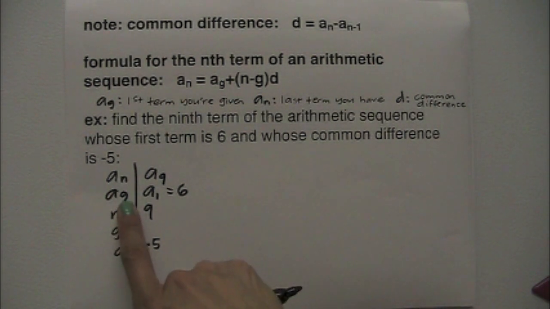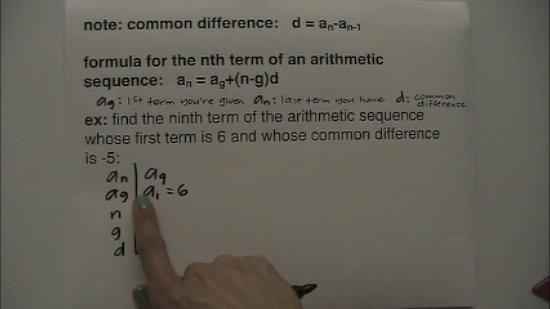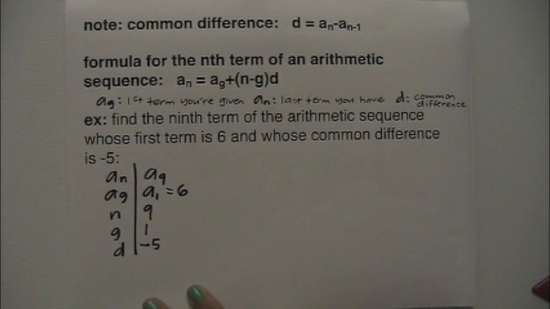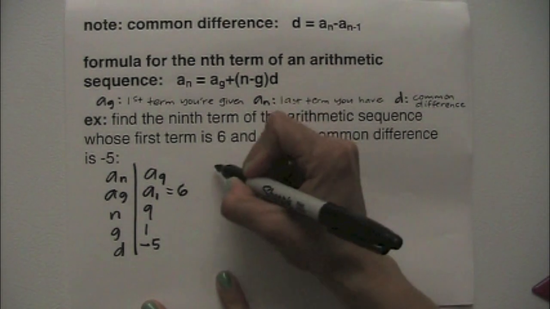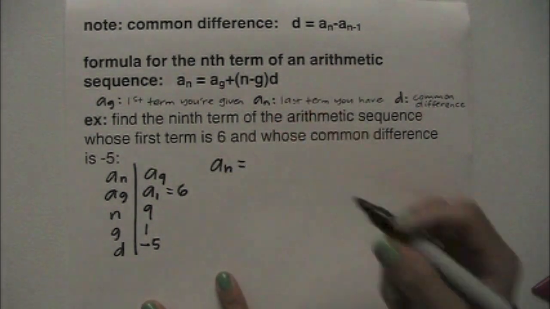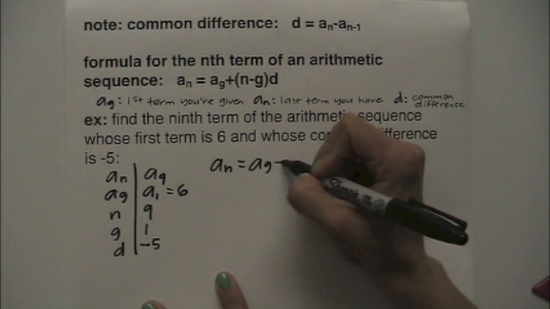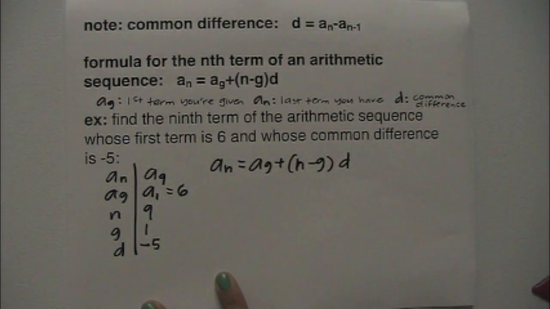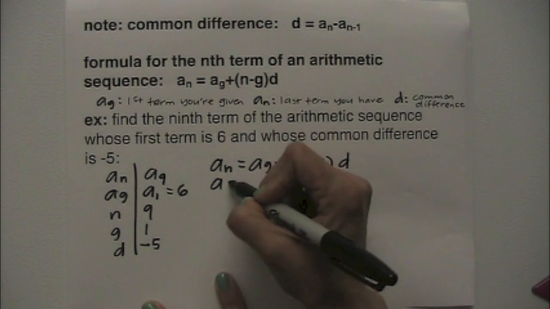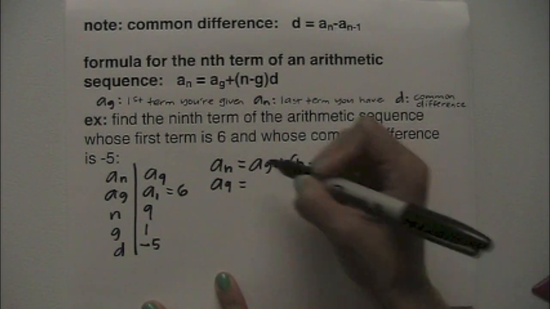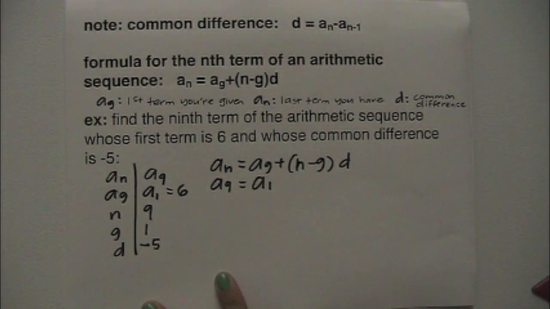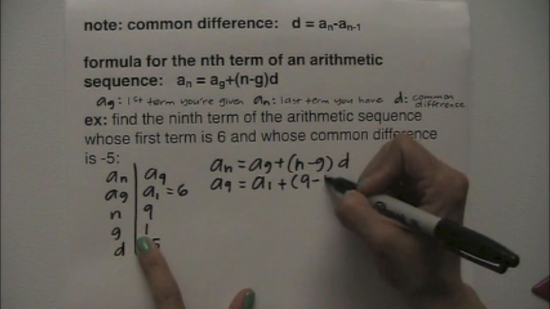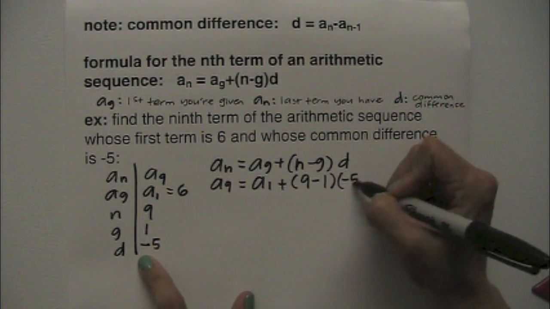Same thing here, a sub g, first term you're given is going to be a sub 1, so we're going to let g equal 1. And then we're going to plug all of these values into this formula. a sub n equals a sub g plus the quantity n minus g times d. So a sub 9 equals a sub g, or a sub 1, plus n is 9, g is 1, and that common difference is negative 5.